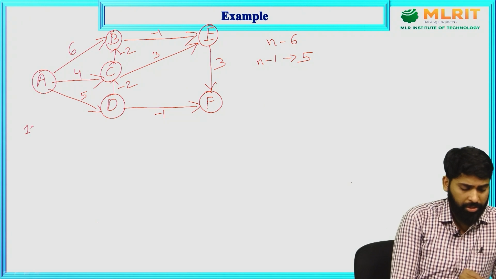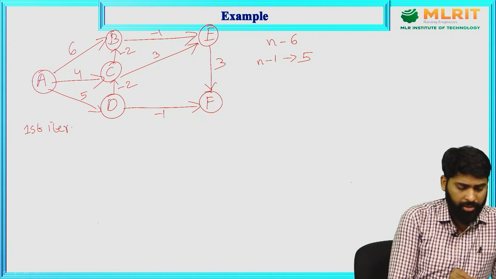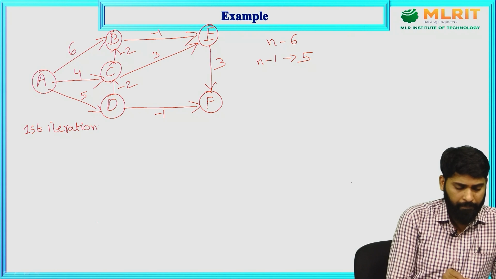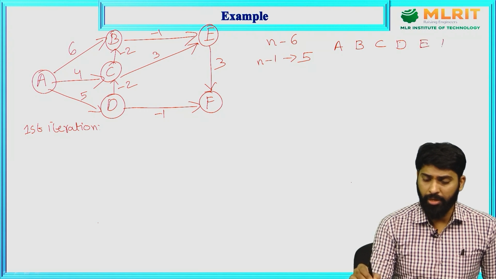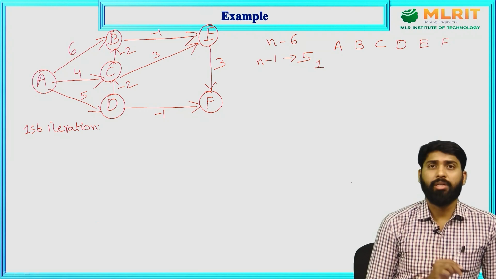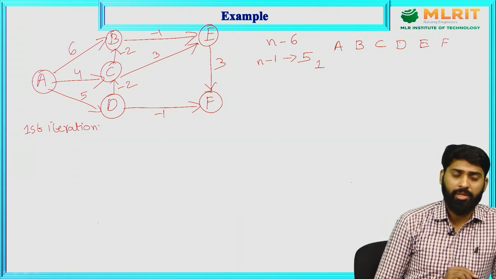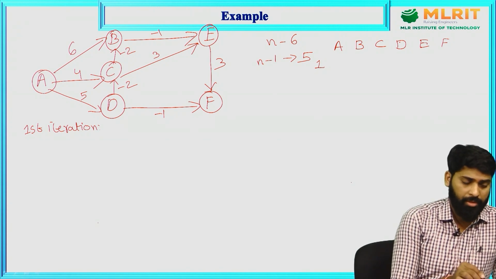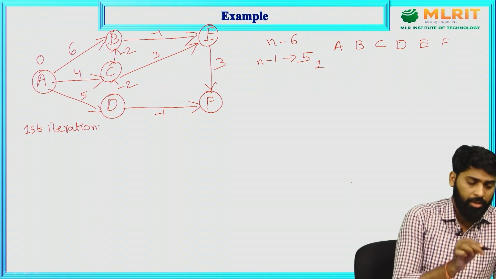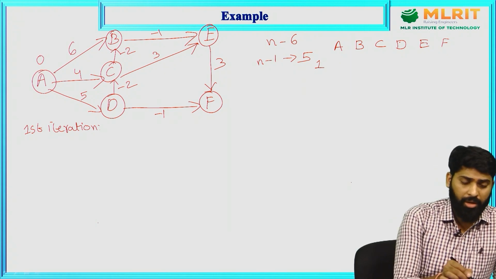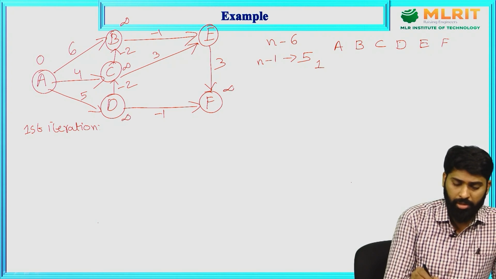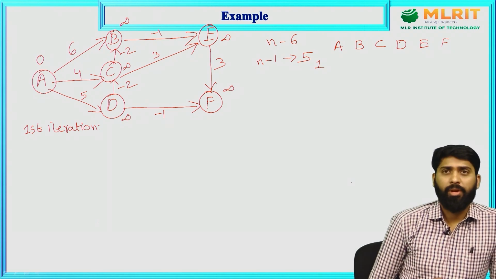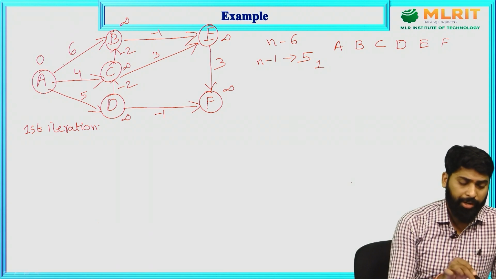So first iteration, here I am writing the values A, B, C, D, E, F in the first iteration. Okay, so coming to the first iteration, what is the first step? Make the source 0, the remaining are infinity. It is similar to Dijkstra's only. Okay, so now find the distance A to B.